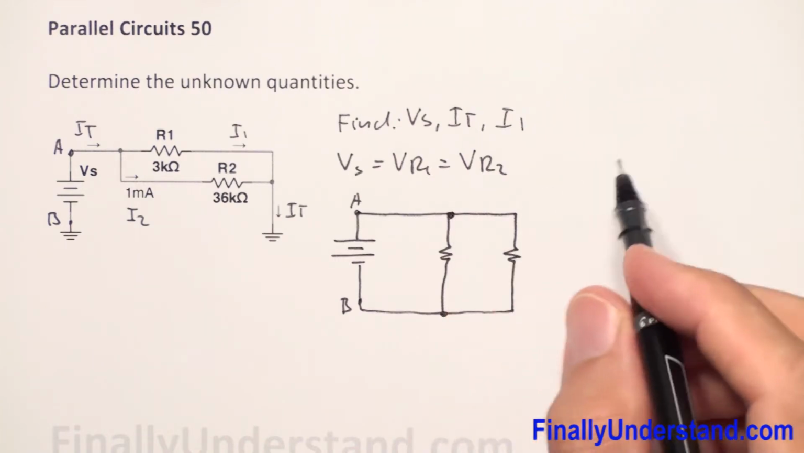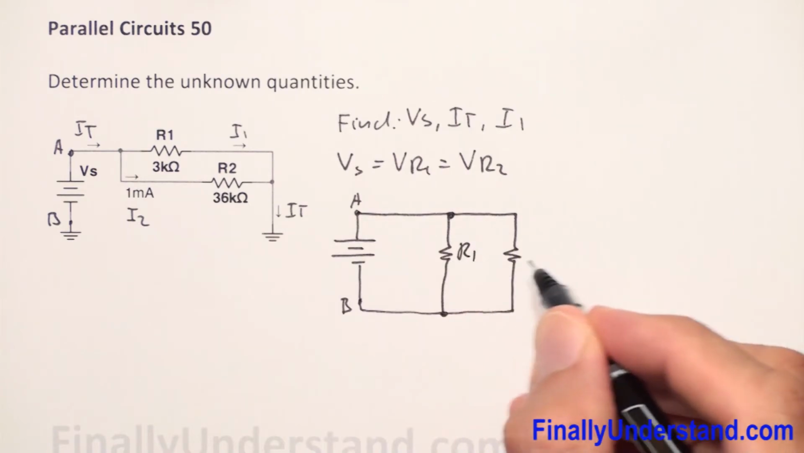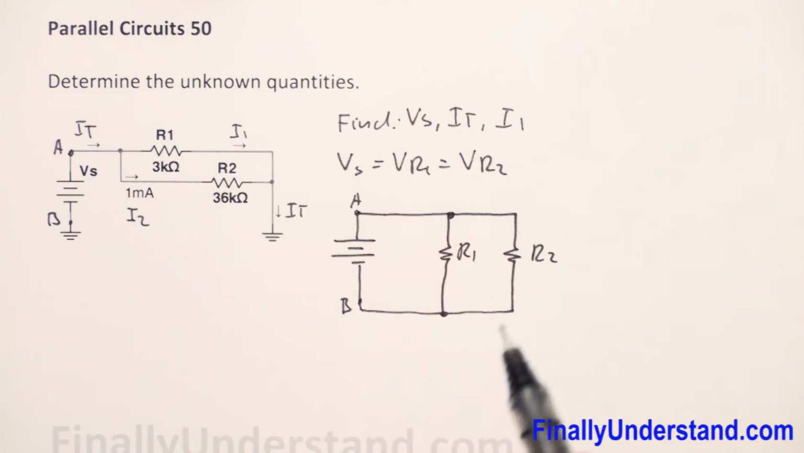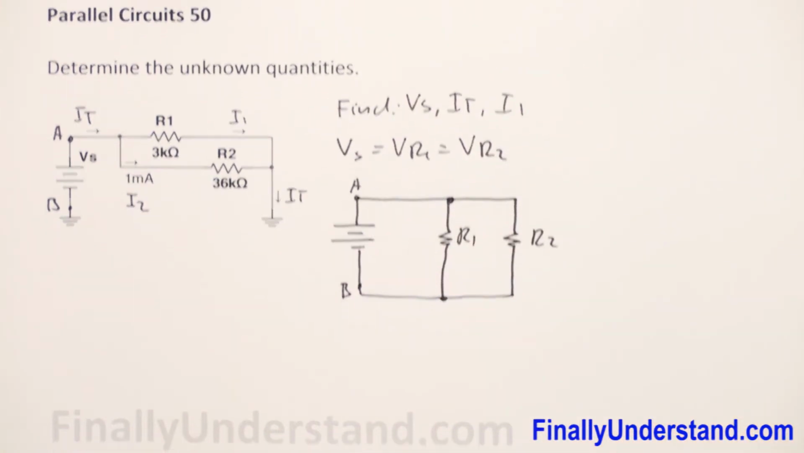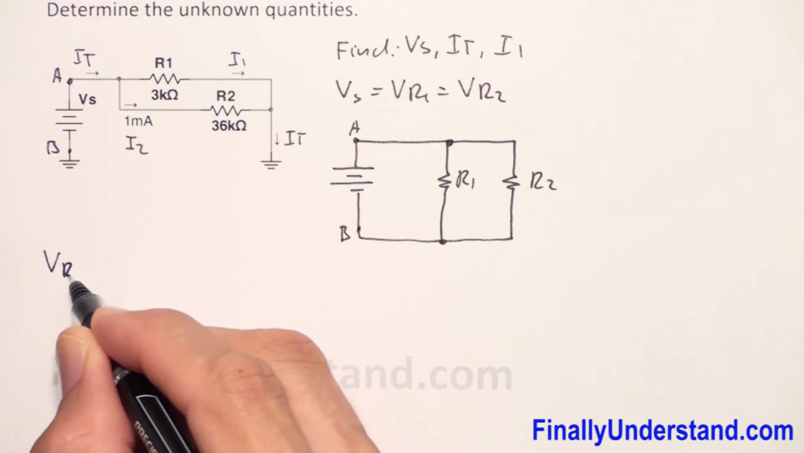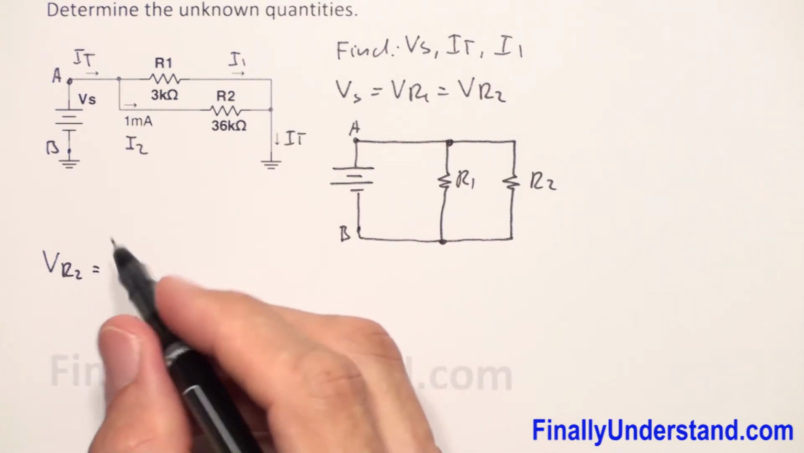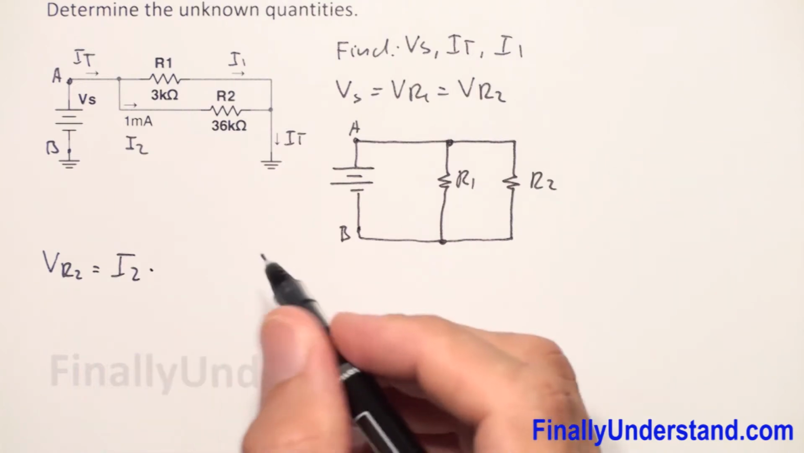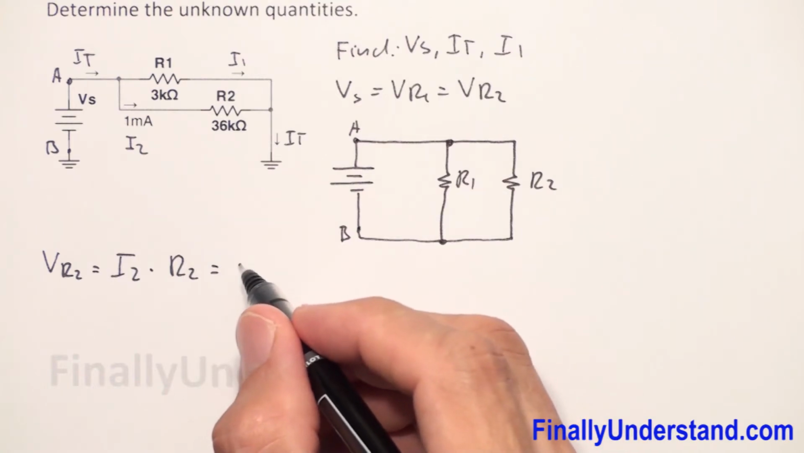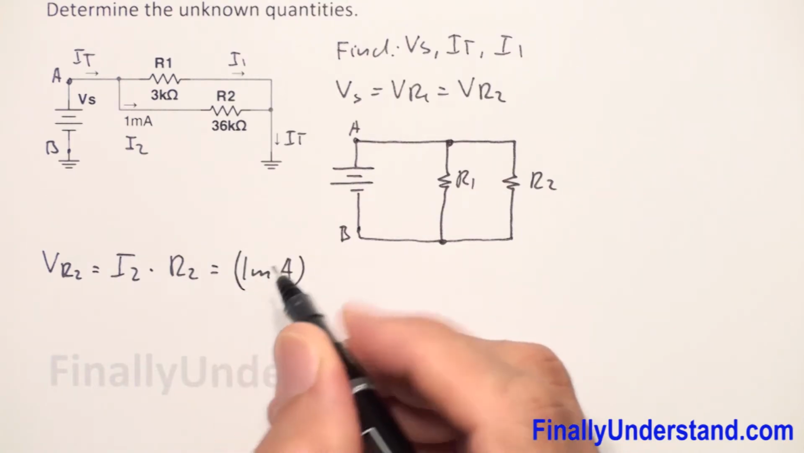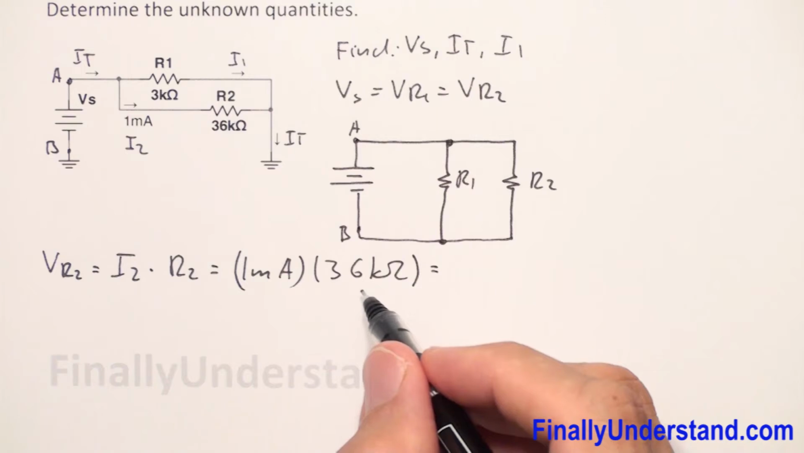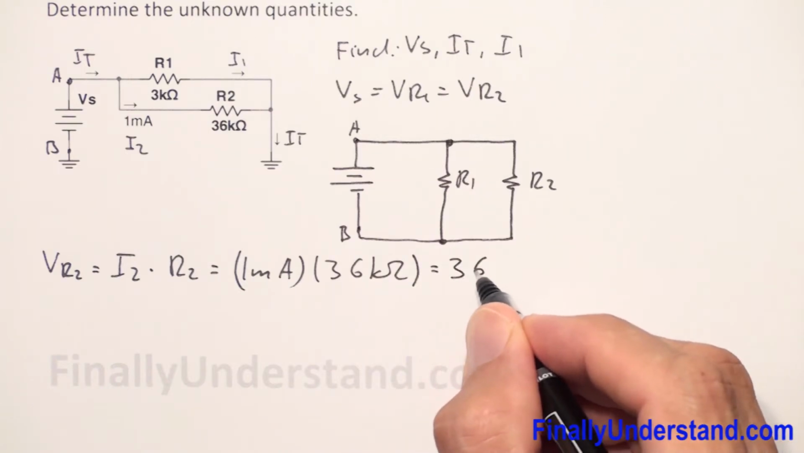Okay, so as you can see, these two resistors are in parallel. This is my R1, this is my R2, and in parallel circuit the voltages are the same. So next I'm going to find the voltage VR2 because I have given two pieces of information. So VR2 is equal I2 times R2 because voltage is equal current times resistance. So I have 1 milliamp times 36 kilo ohms. 1 milliamp times 36 kilo ohms is equal 36 volts.